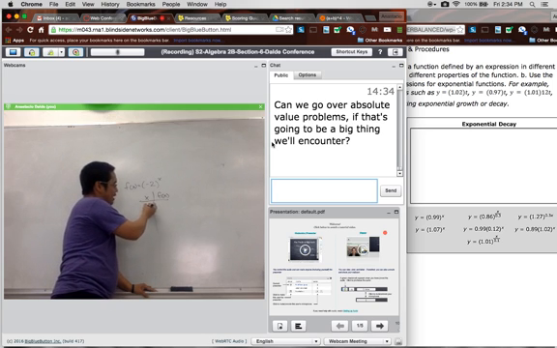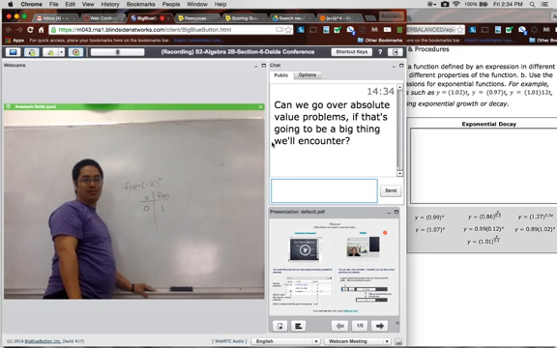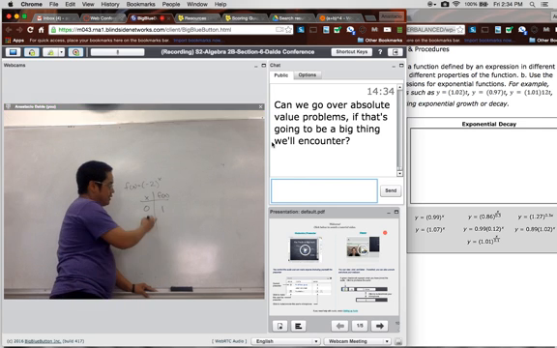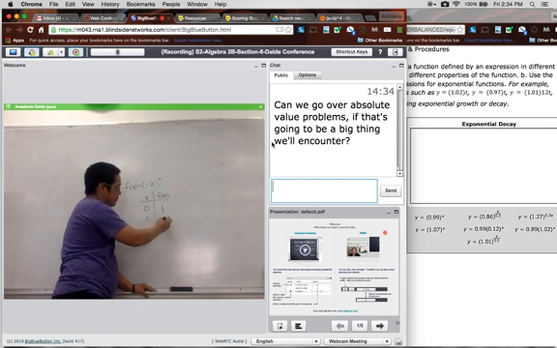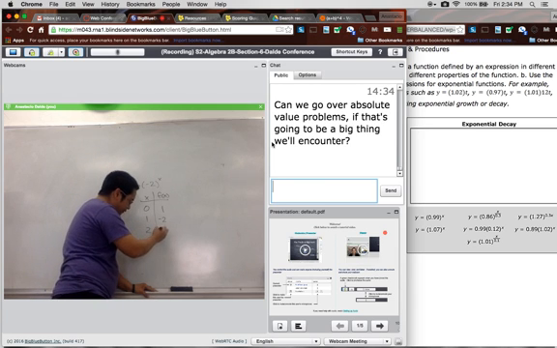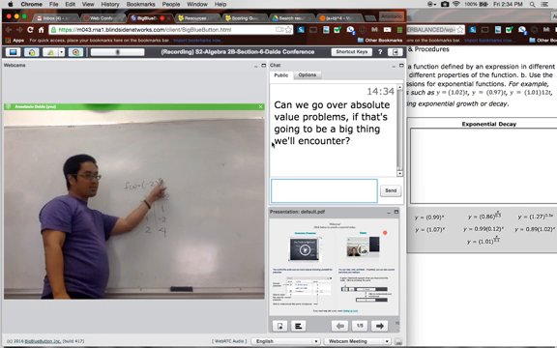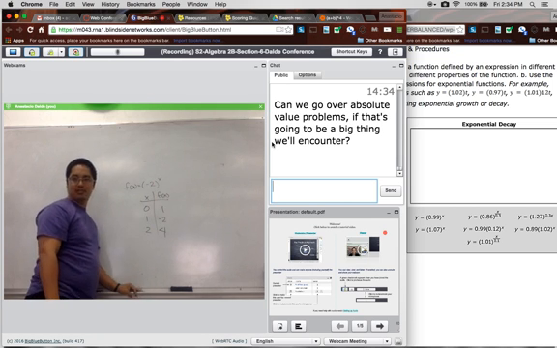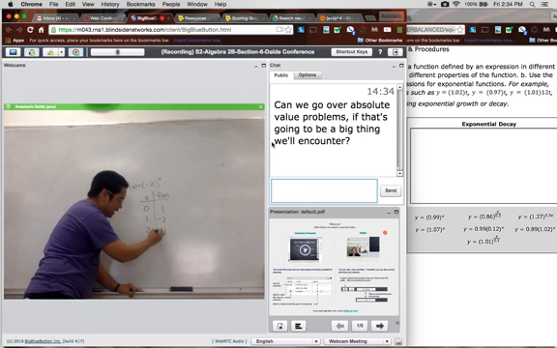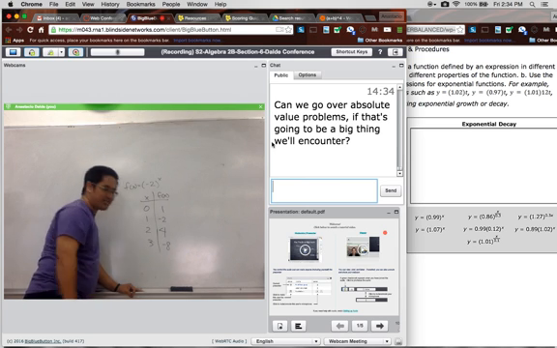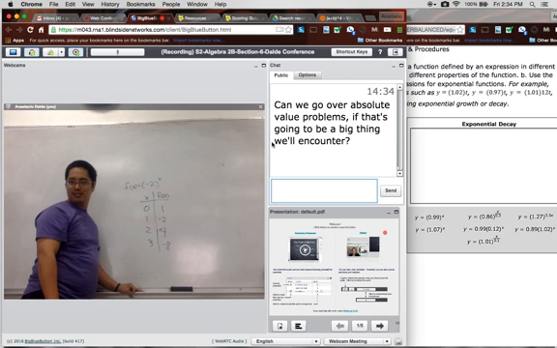If x were 0, this is 1, right? Because negative 2 to the 0 power is 1. Cool? If this is 1, this is negative 2. If this is 2, this is positive 4, because negative 2 squared is positive 4. If this is 3, this is actually negative 8. Do you guys see something freaky that's happening?